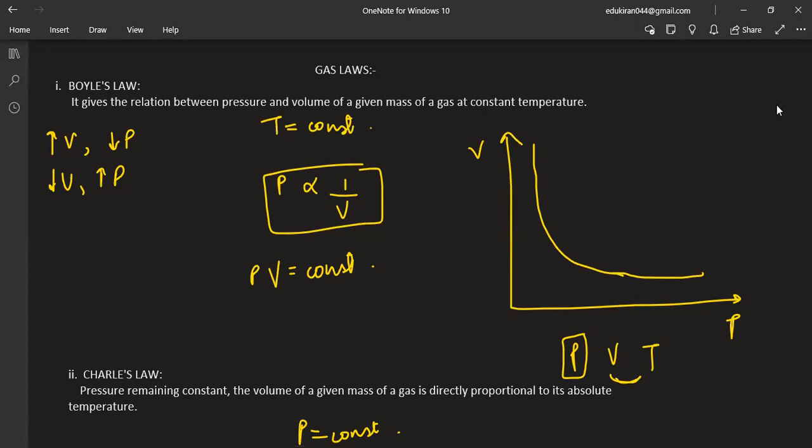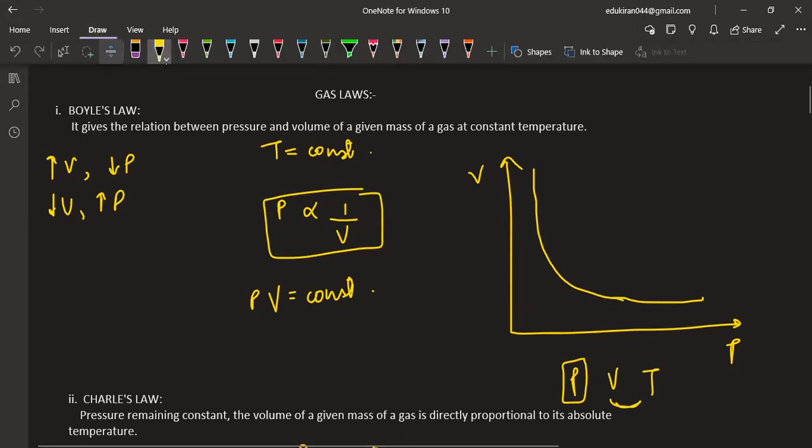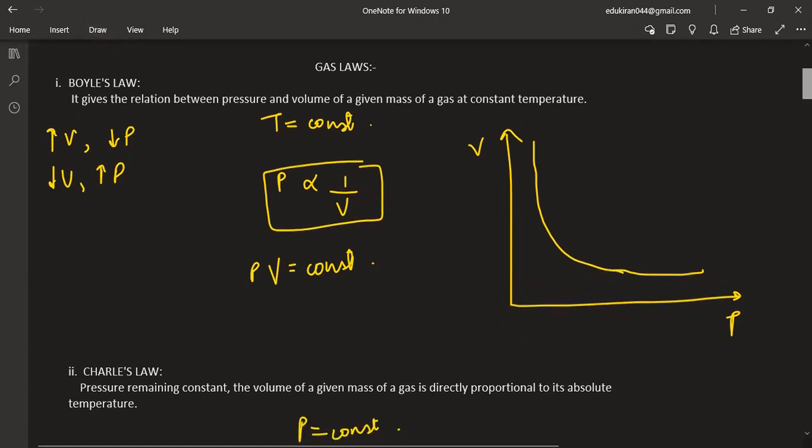Boyle's law basically says that if temperature remains constant, pressure is inversely proportional to volume and PV is constant. So if pressure is increasing, volume will decrease, or if volume is increasing, pressure will decrease. The graph is also a hyperbolic graph, which shows that both are inversely proportional to each other.